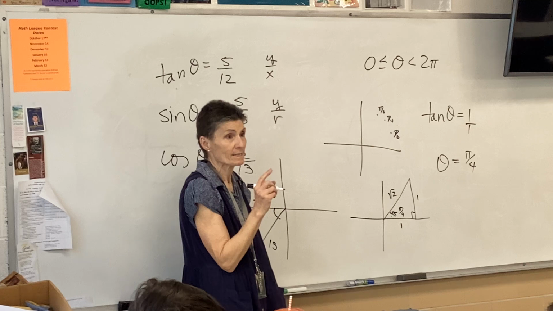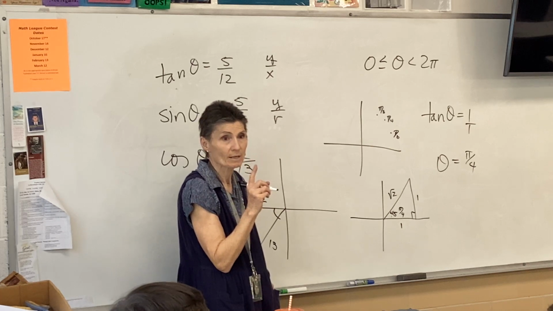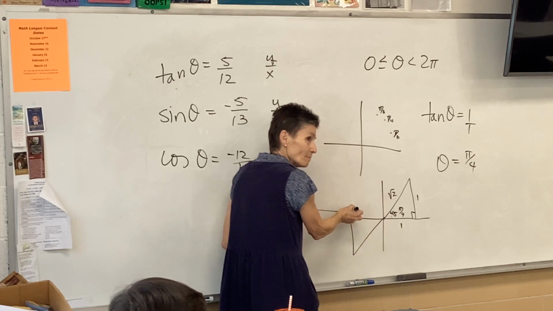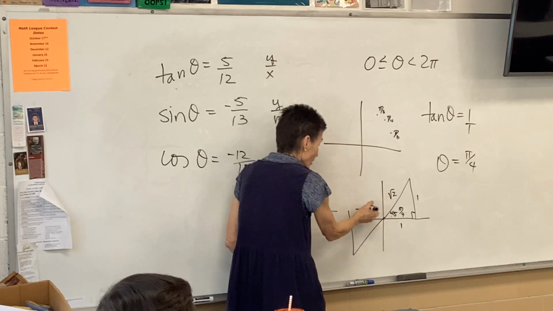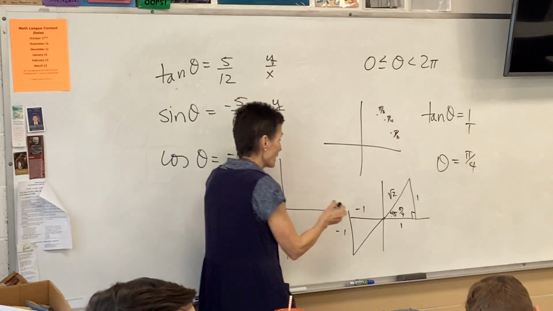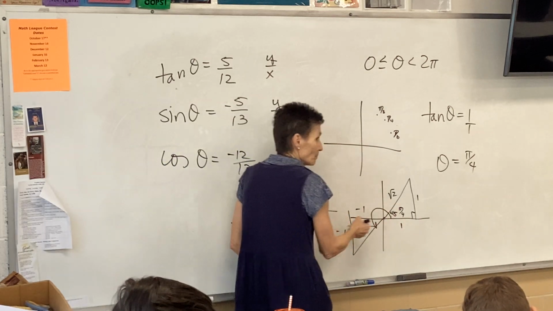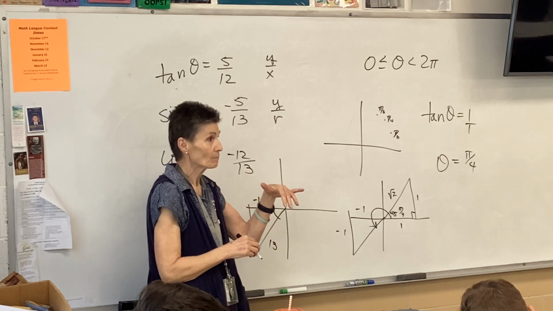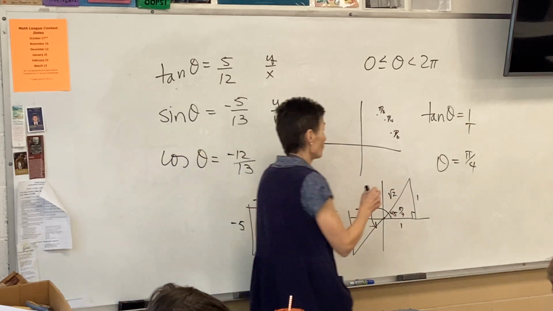Now, why did I say one of my answers? Well, if we come down here, then these are still the same, aren't they? And what angle would that be? That's your pi over 4 in quadrant 3, which is 5 pi over 4.